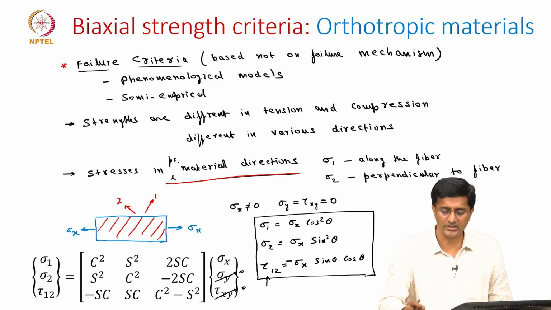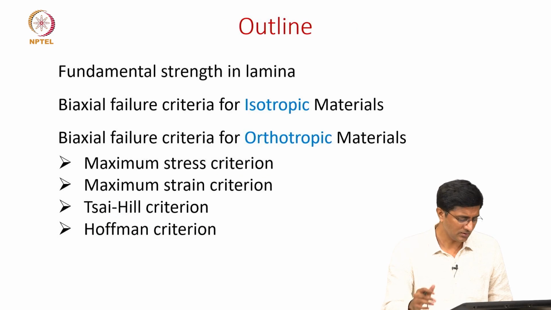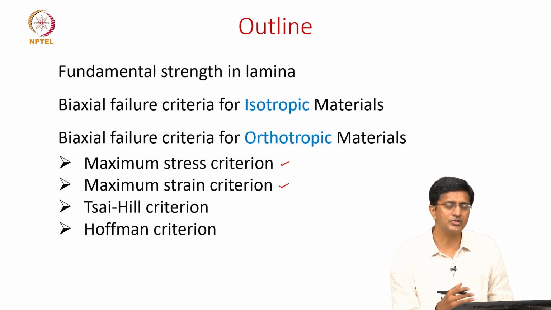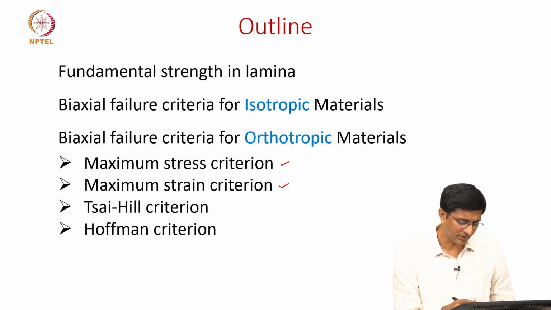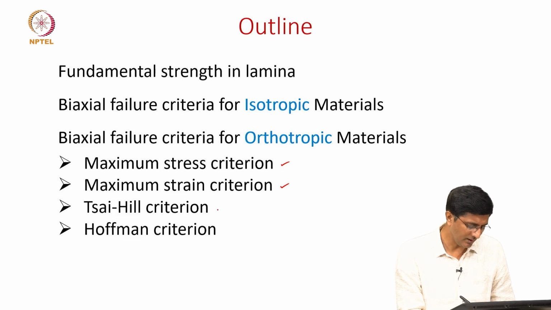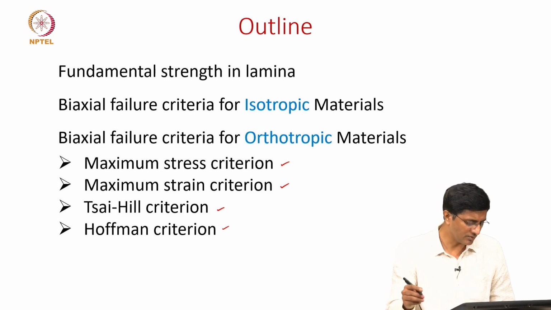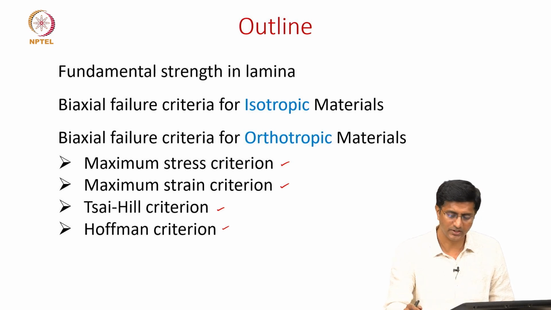Now let's discuss a few failure theories. We previously mentioned that the maximum stress failure criteria and the maximum strain failure criteria are the ones we'll start with, because these are simple to understand and to implement. But after this, we will also discuss Tsai-Hill and Tsai-Hoffman, which are more practical and more commonly used. So let's start with the first one, which is the maximum stress criteria.